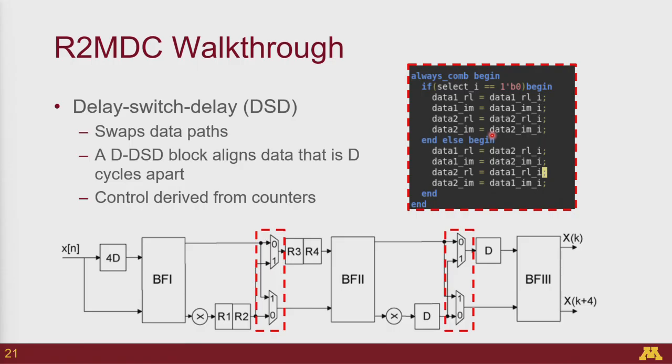And like discussed before, a D delay switch delay block basically aligns data which is D cycles apart. Usually for these kinds of circuits, we derive these controls from counters. And I'll show you an example of that in the coming slides.